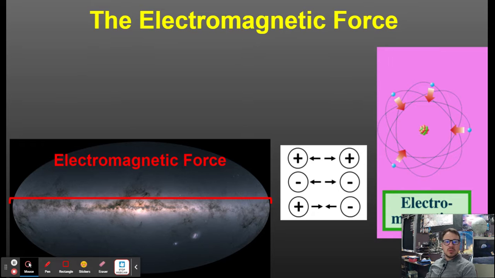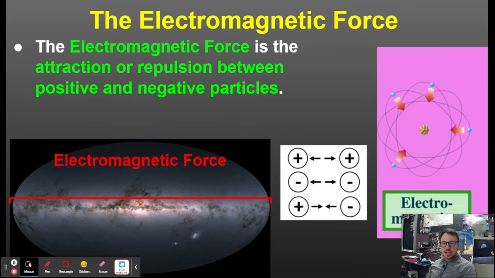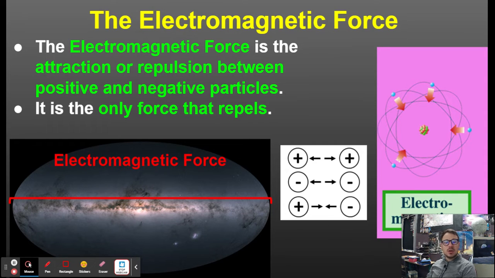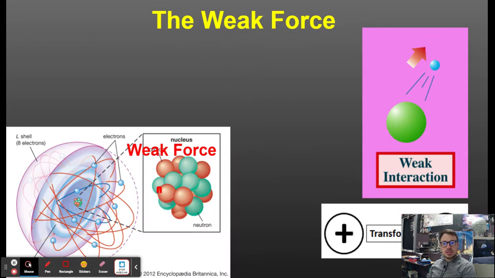The next strongest force is going to be the electromagnetic force. The electromagnetic force is the attraction or repulsion between positive and negative particles. It's the only force that repels, and its range is infinite. You can see here that similar charges repel each other and opposite charges attract each other.